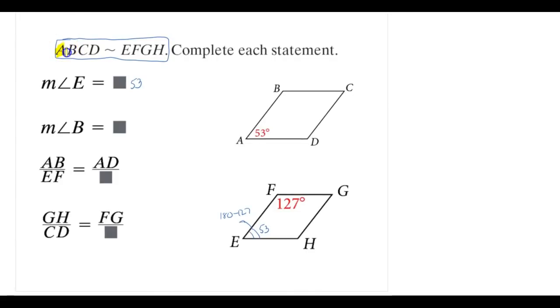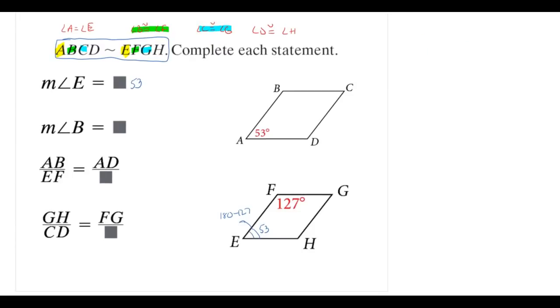But I also want you to notice A and E are in the same spot in the similarity statement. So right there, from that similarity statement, we know that these angles are congruent. And if you think about it, I could also state angle B is congruent to angle F. I know right away angle C is congruent to angle G, and angle D is congruent to angle H. And that's just by looking at the similarity statement.